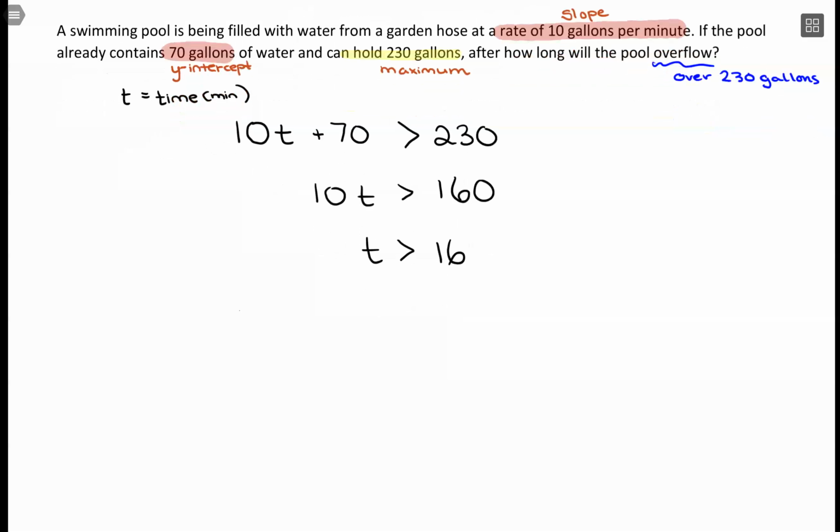So the pool will overflow, and then I'm going to use the word after, because it's like at 16 minutes, it's perfect, but then as soon as we pass 16 minutes, it's overflowing. Alright, so there are some applications of our linear inequalities.